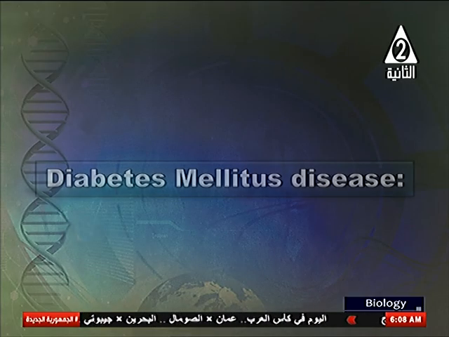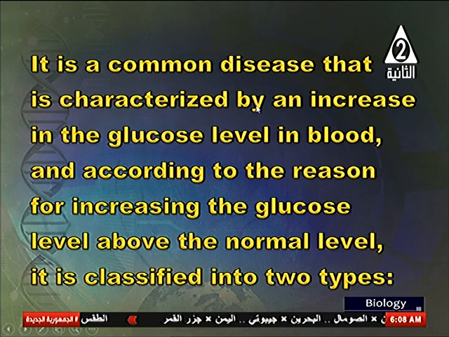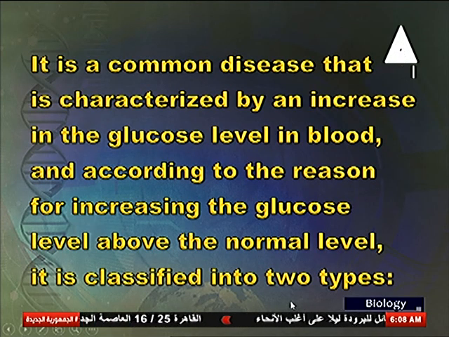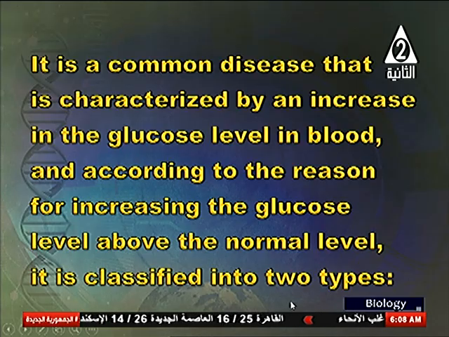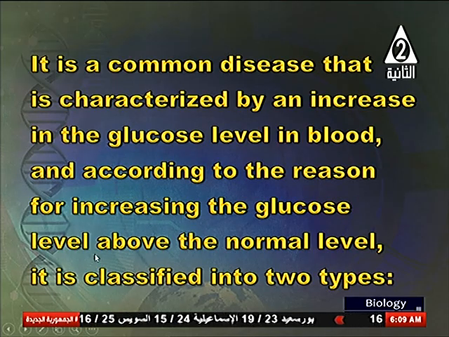Diabetes mellitus disease. What is this disease? It is a common disease that is characterized by an increase in the glucose level in blood. And according to the reason for increasing the glucose level above the normal level, it is classified into two types. So, diabetes mellitus disease is classified into two types, according to the reason of increasing the glucose level, okay?